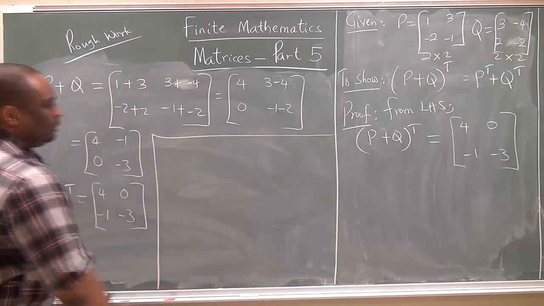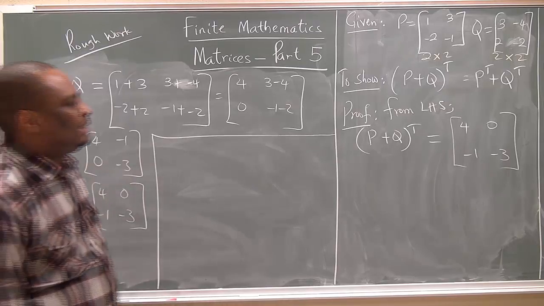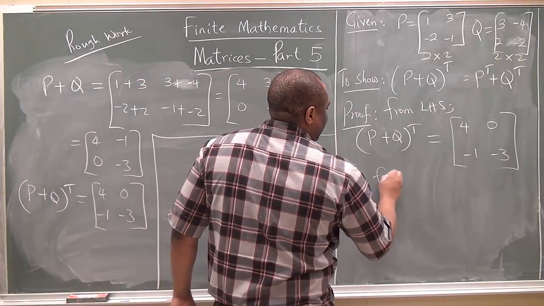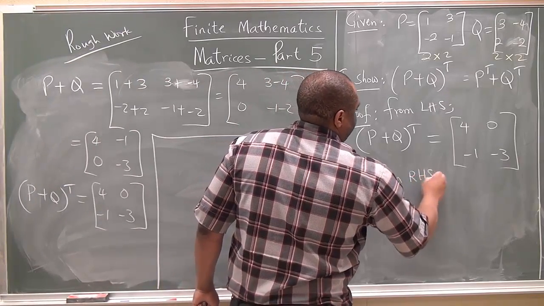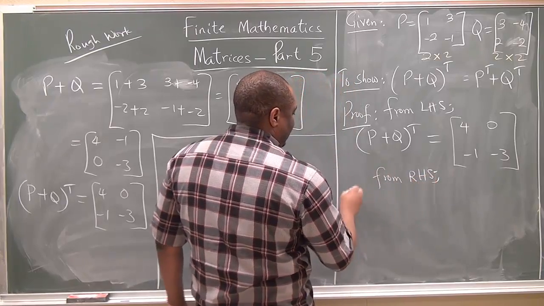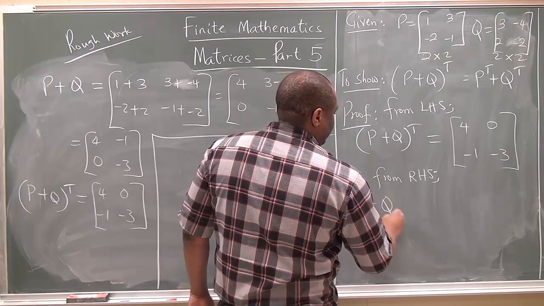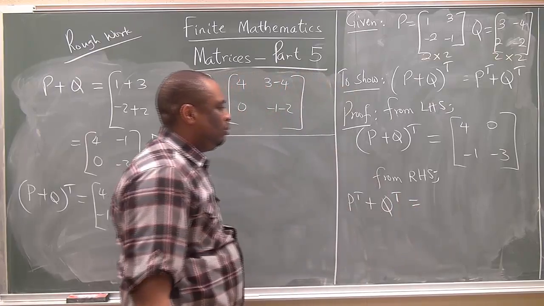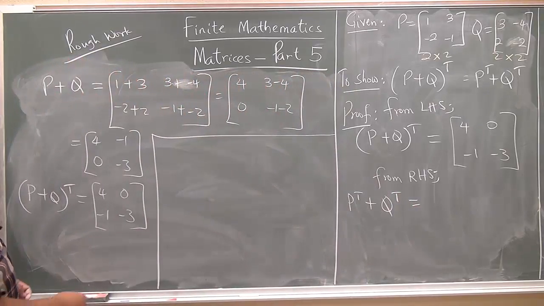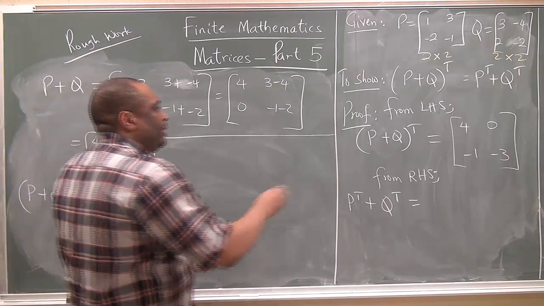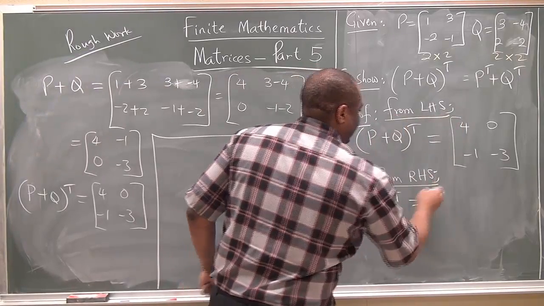So the next thing we do is from right hand side. We find P transpose plus Q transpose. So let's solve it and see what we will get. So remember, you have left hand side and then from right hand side.